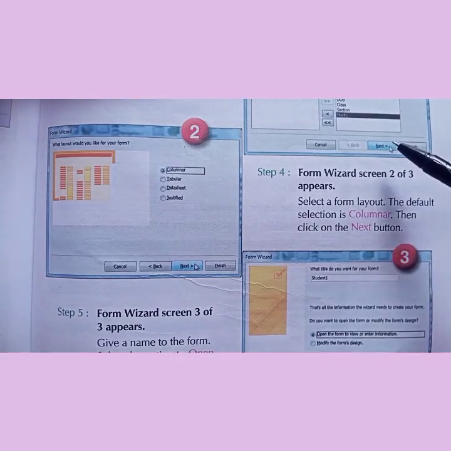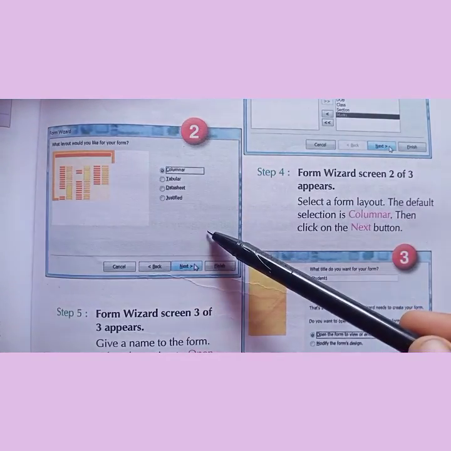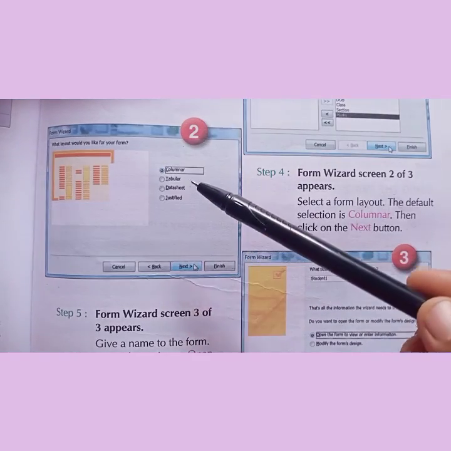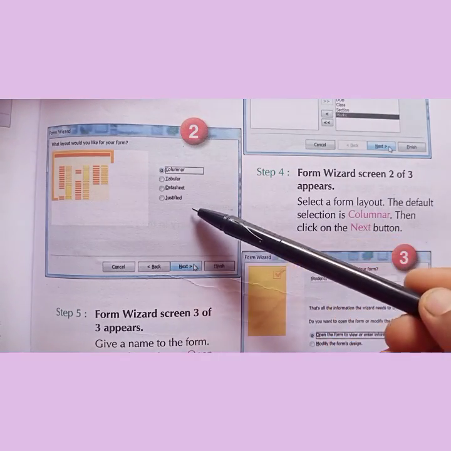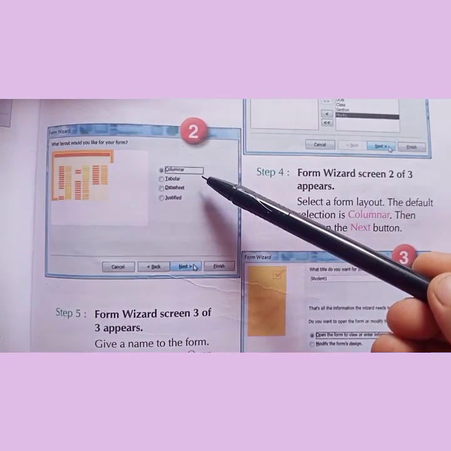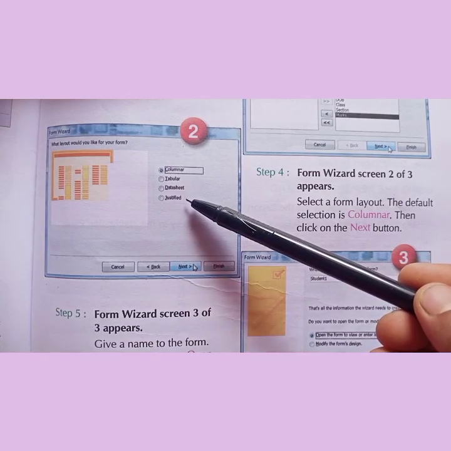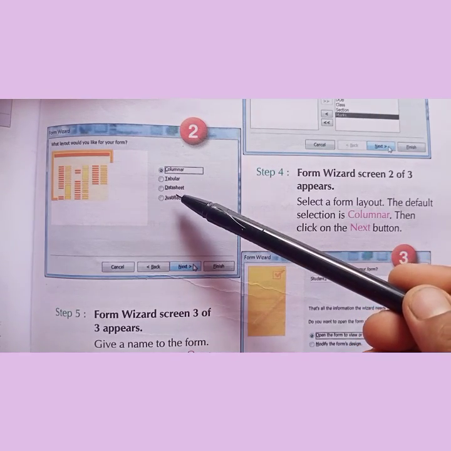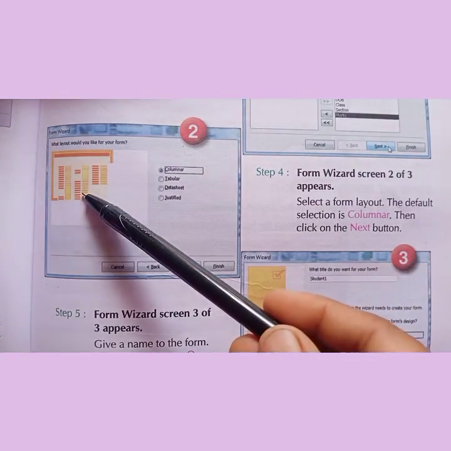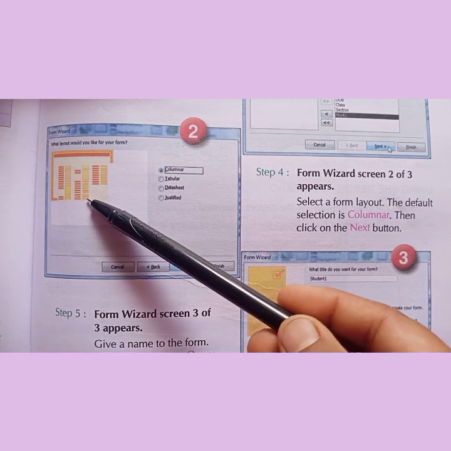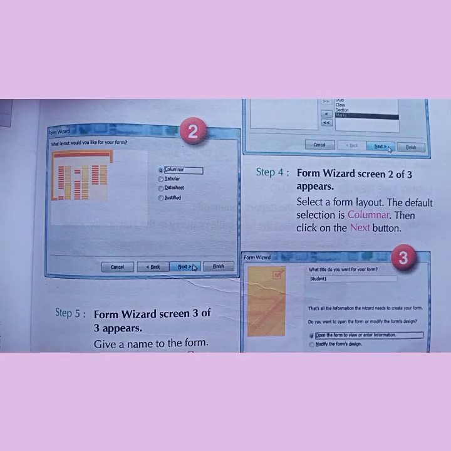After clicking the next button, we will get a next dialog box which will ask the layout. Which layout do you want for your form? We have 4 layouts: columnar, tabular, datasheet, justified, and each of the layouts is available with the preview. You can see the preview over here. Whichever suits you, you can choose that. After choosing, you will click on next.